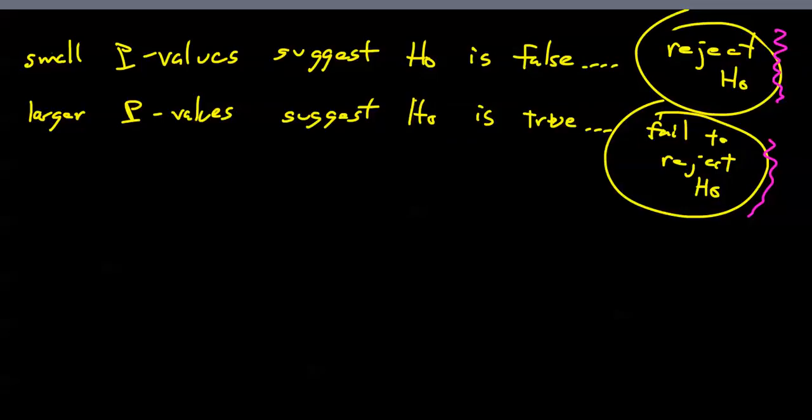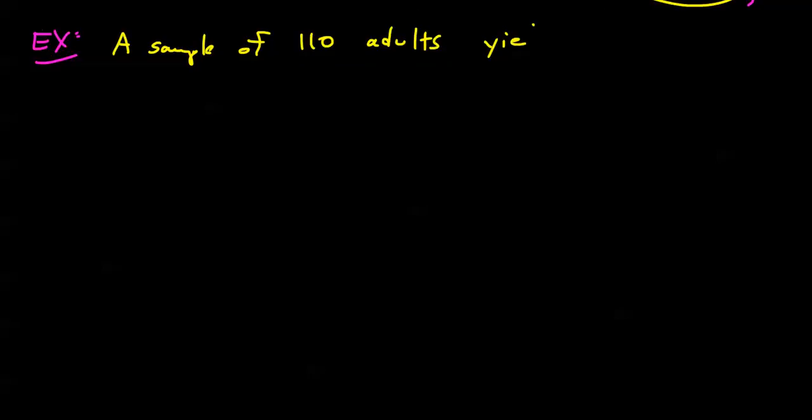Let's run through a quick example of how we do this. I've got it broken down to a three-step process. Let me formally write down the scenario first. Example: a sample of 110 adults yields 13 left-handers. I'll abbreviate that as lefties.